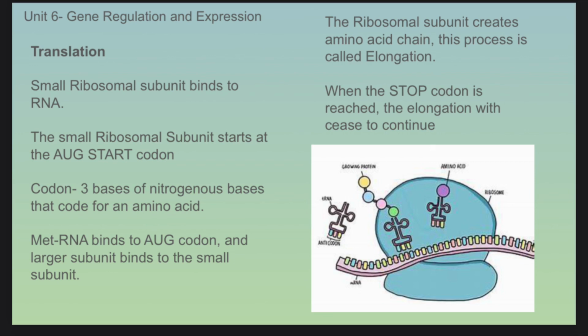Okay, so translation. Small ribosomal subunits bind to the RNA that was just previously transcribed, and the small ribosomal subunit starts at the AUG start codon, three nitrogenous bases that code for an amino acid. Methionine tRNA binds to the AUG codon, and a larger subunit binds to the small subunit. The ribosomal subunit creates the amino acid chain. This process is called elongation. When the stop codon is reached, elongation stops.